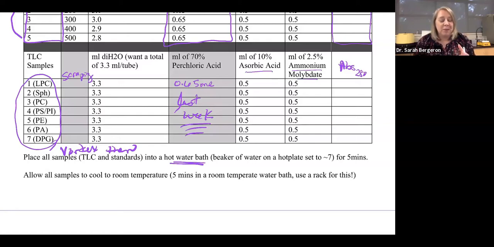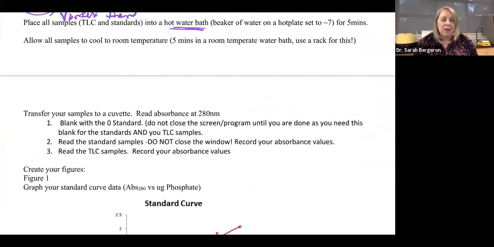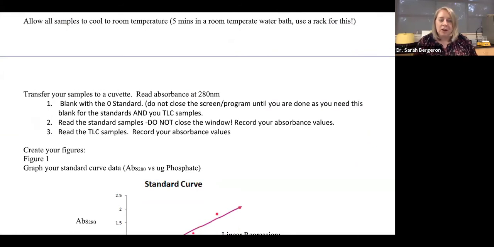Then you need to make sure that those samples cool before you go and try and read them in the spec, because you can create condensation on the side of the tubes and it can alter your results. So you allow them to cool to room temperature. If you just put them in a water bath, they'll cool down relatively quickly. And then you transfer your samples to your cuvette, read your absorbance at 280 nanometers.